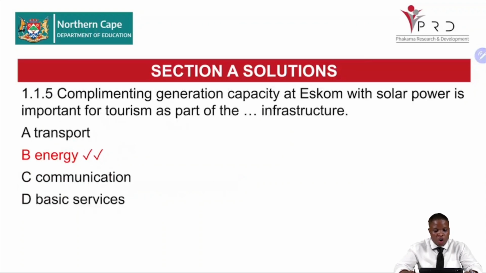Number 5, complementing generation capacity at Eskom with solar power is important for tourism as part of what? So electricity is what? Infrastructure. That is energy infrastructure. Remember, we need our key infrastructure, being communication, energy, and transport. So electricity is part of the energy infrastructure.